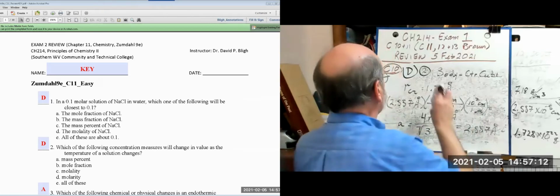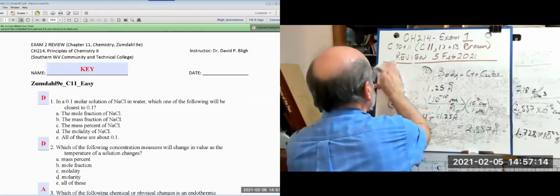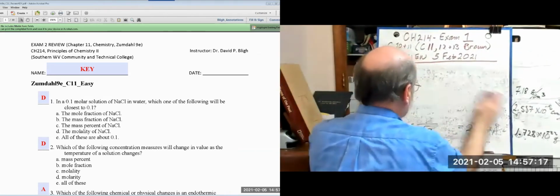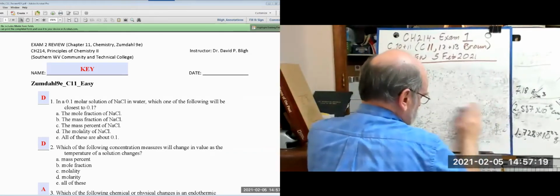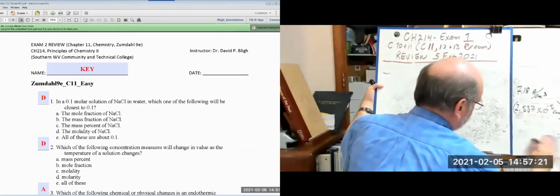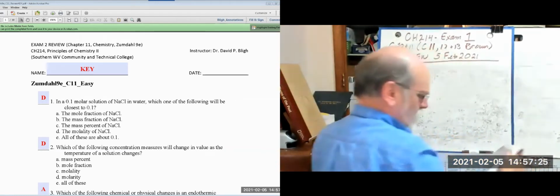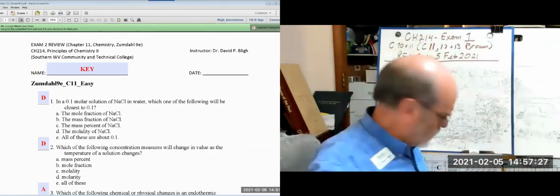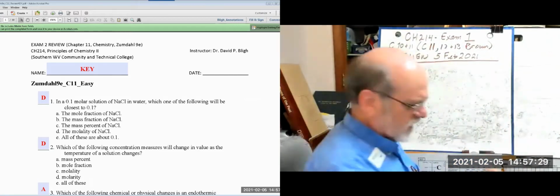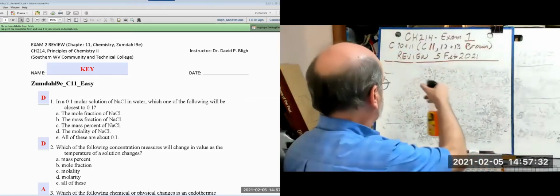Yes, that's chapter 11. Okay, so let's erase this stuff. You know what? I want to start with a fresh board. I'm going to clean this one off. It'll just take a second.